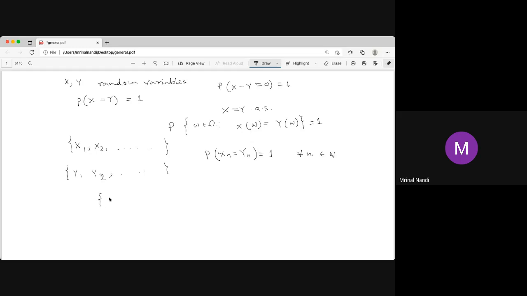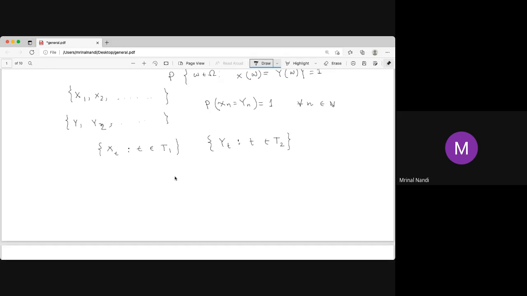And if it is two stochastic processes, Xt with t belonging to T1 and Yt with t belonging to T2, how do you know these two are equal? How do you know two collections are equal? That means, first of all, your T1 must be equal to T2, and Xt is equal to Yt with probability 1 for all t.